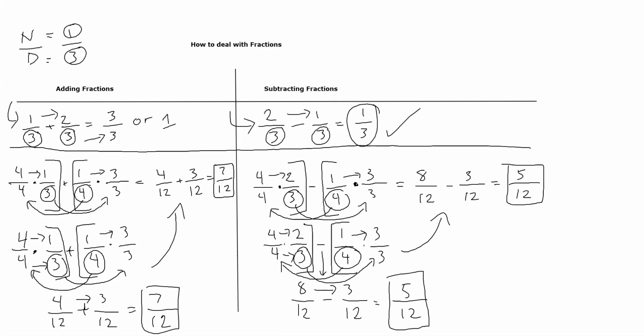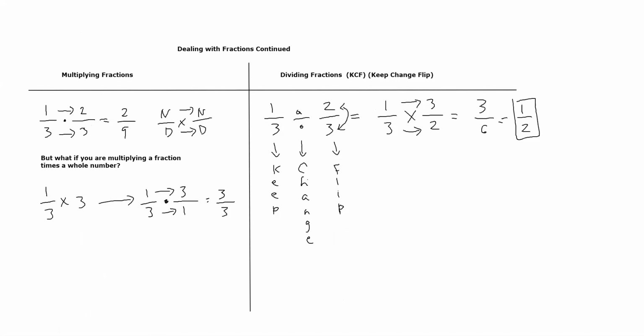Now we're going to move on to multiplying fractions and dividing fractions. Now, multiplying fractions, you kind of already saw what multiplying fractions is. Multiplying fractions is really easy. 1/3 times 2/3, you're just multiplying numerator times numerator and denominator times denominator. So 1 times 2 is just 2, and 3 times 3 is just 9. My answer is 2 over 9.